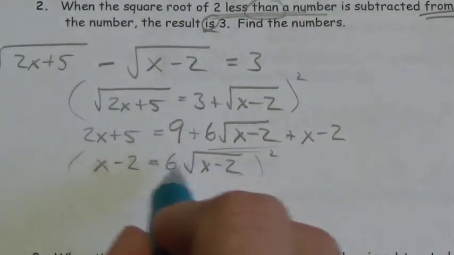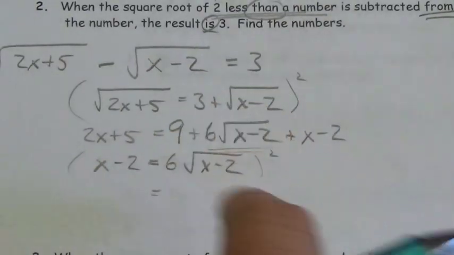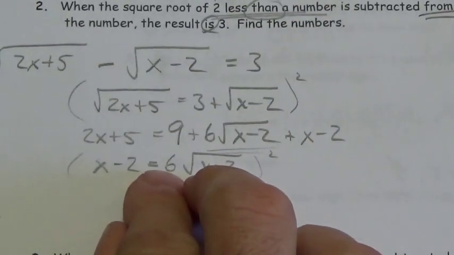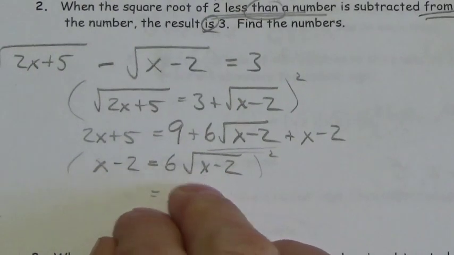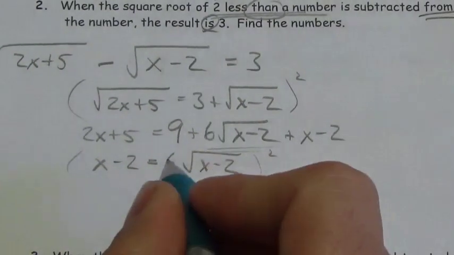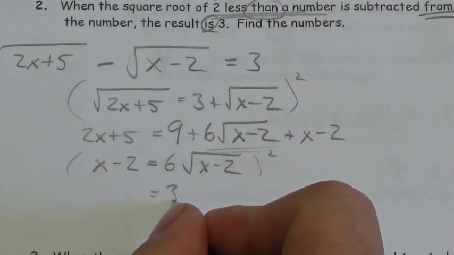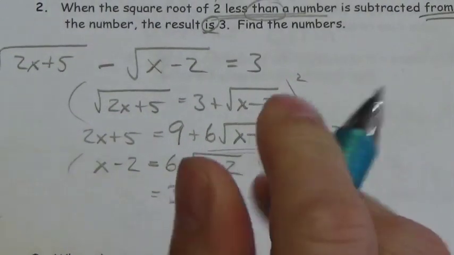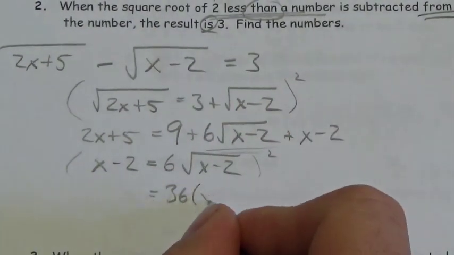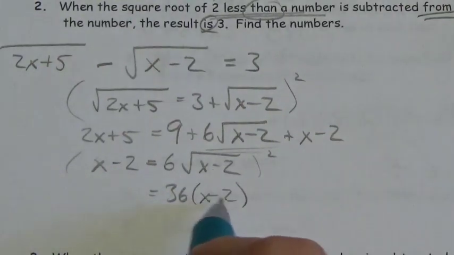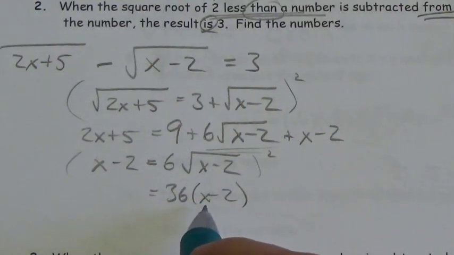Let's focus specifically on the right-hand side here. I have got 2 factors to this term. I've got the 6 and the root x minus 2. When you square 6, you get 36. And when you square the root of x minus 2, you will get x minus 2. So the right-hand side becomes 36 times x minus 2.